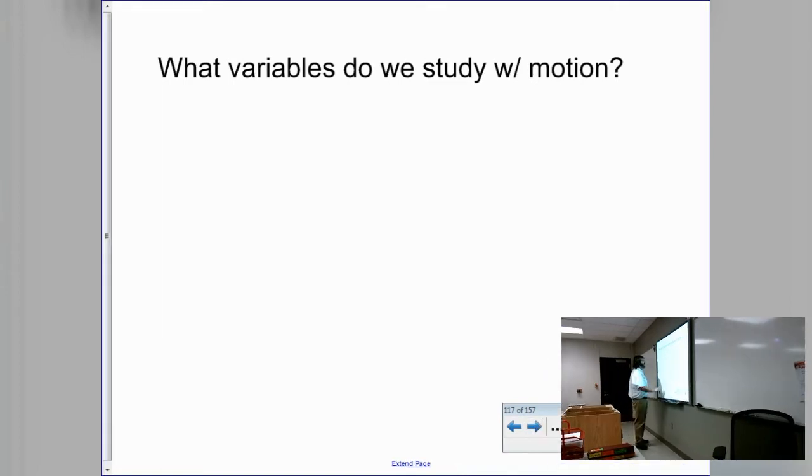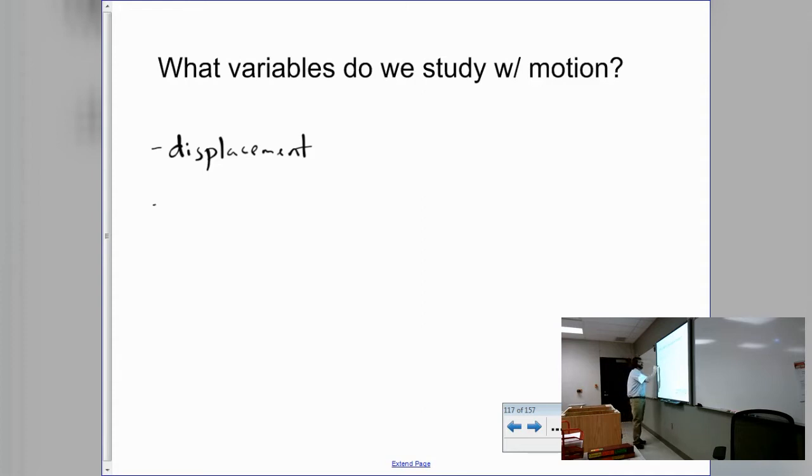First one we want to talk about is displacement. Displacement is very similar to distance, but again, displacement means the difference from where I started, my change in position, the difference from where I started to where I ended. Now, again, it could be the same as your distance, but it's not always the case.